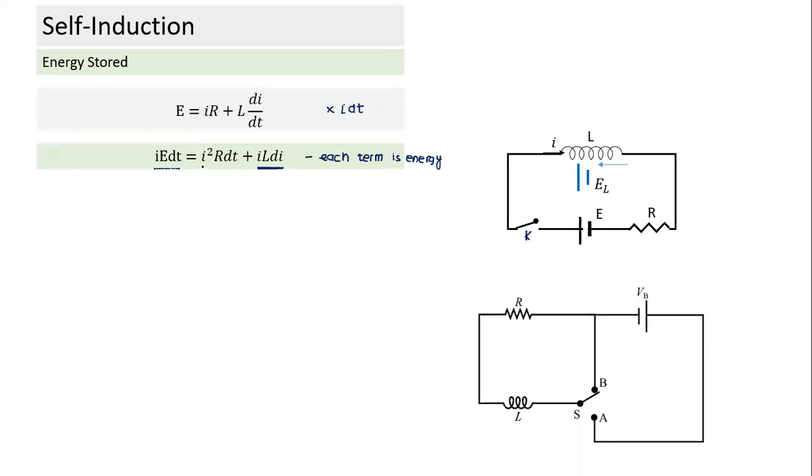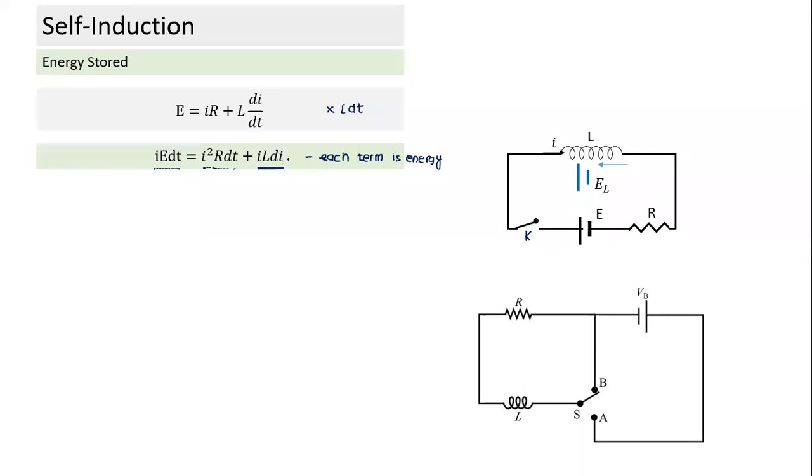And what would this term indicate? This is nothing new, basically power into dt. It is the energy dissipated in the resistor in time dt. And this equation makes perfect sense: this is the energy supplied and this is how it is being utilized. This is the energy supplied by the battery. Partly it is dissipated in the form of heat in the resistor. What about the rest? This is the energy which is stored in time dt in the inductor.